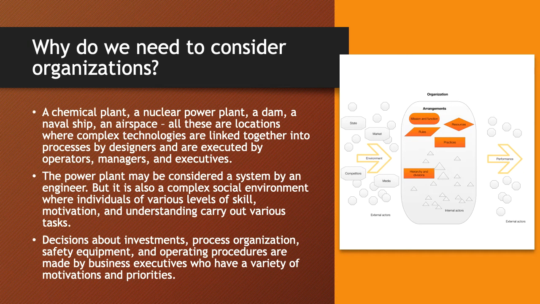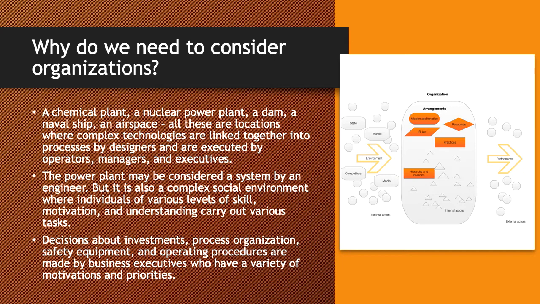So why do we need to consider organizations when we're concerned about large technological failures? A chemical plant, a nuclear power plant, a dam, a ship, an airspace, all of these are locations where complex technologies are linked together into processes by engineering experts and designers, which are then executed by managers, operators, and executives. In other words, very large teams of individual human beings who have job assignments, who have reporting relationships, who have supervision, but their labor and their activity interacts so as to bring about either successful operation of the plant or the dam, or possibly unsuccessful operation, where, like at Bhopal, a major technology failure occurs.